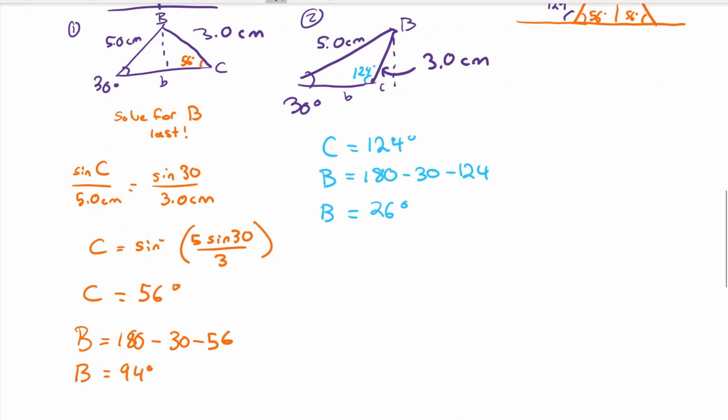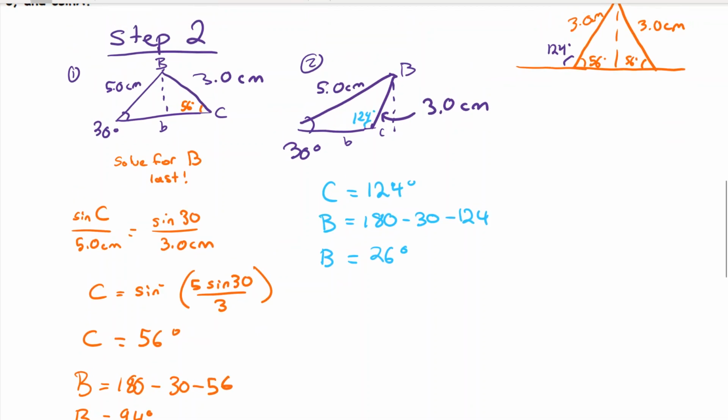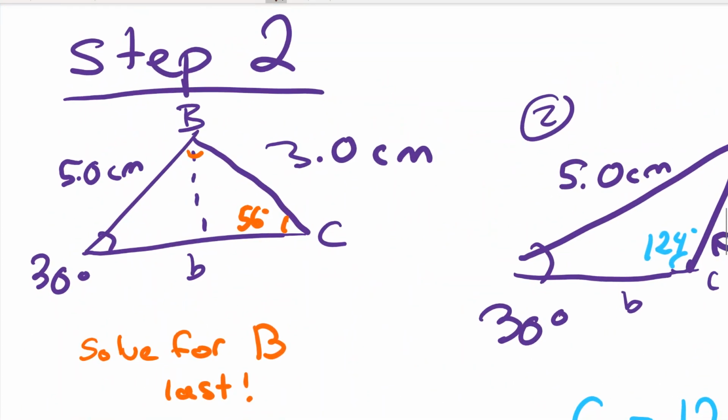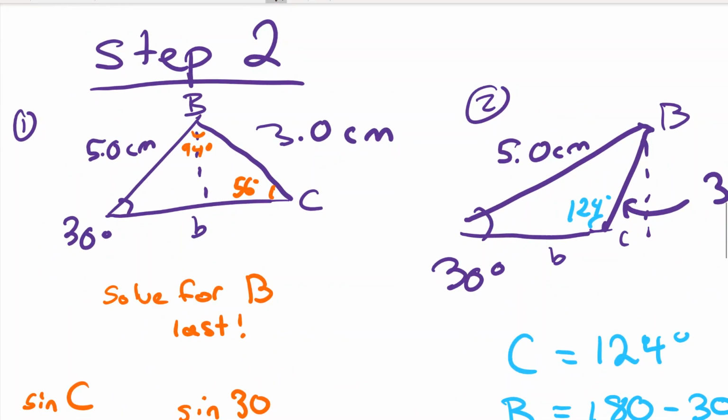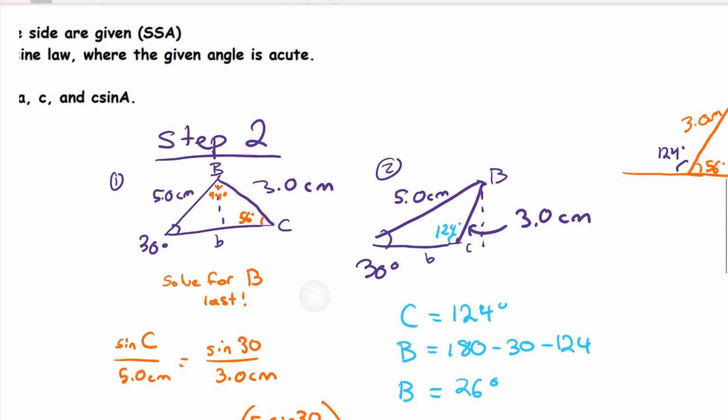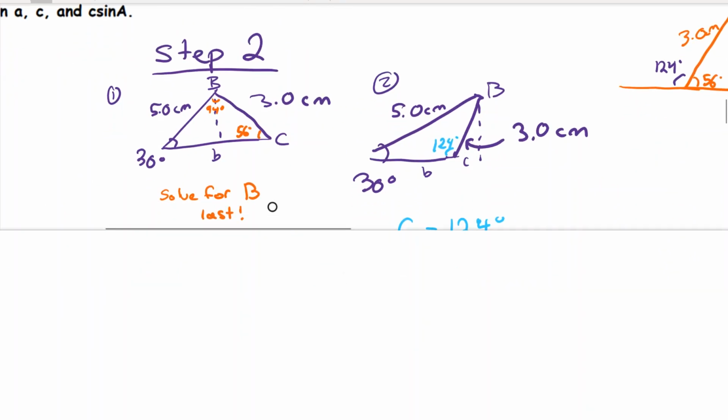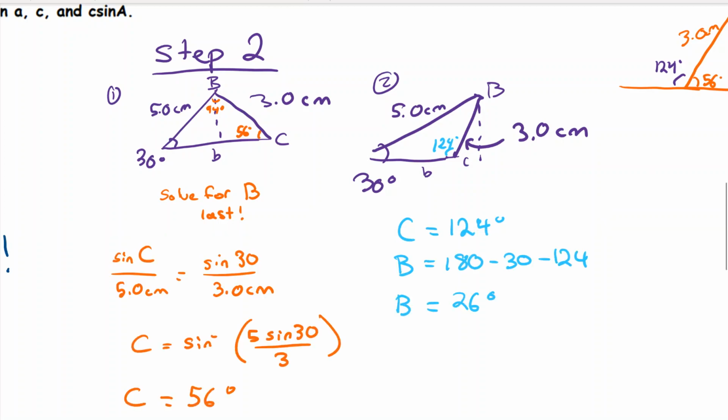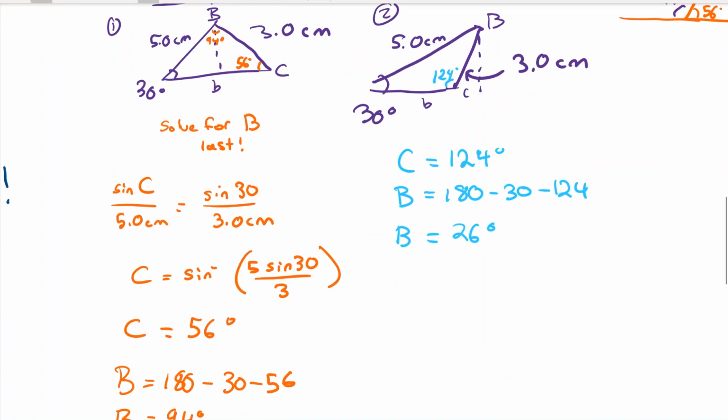So look at that. B actually did happen to be obtuse in this triangle. So this one's 94 degrees. It's not always necessarily going to be obtuse, but it's likely. So it's a good idea to solve B last just in case we get stuck that way. All right. So I'm also going to label my B angle over here, which is 26 degrees. Now I have angle B on both triangles.